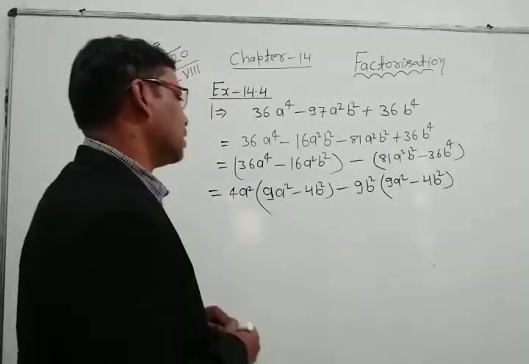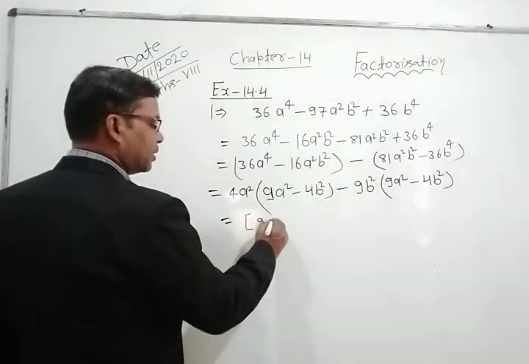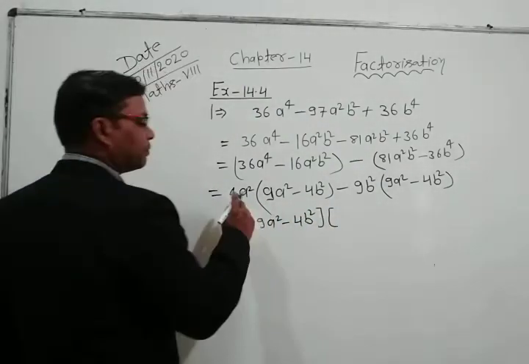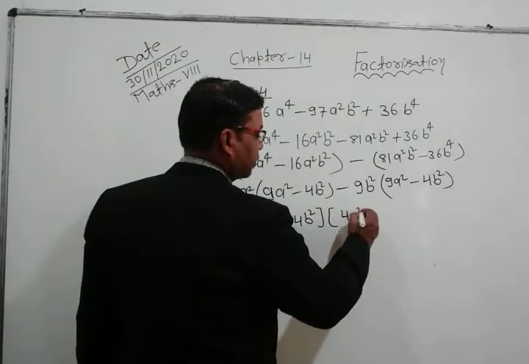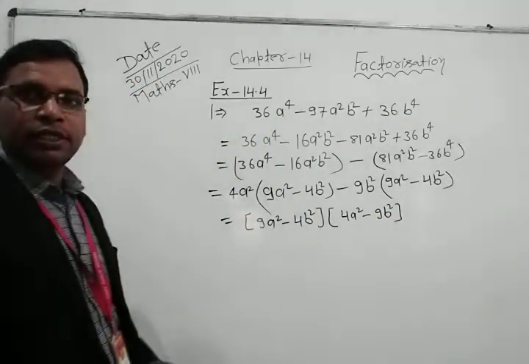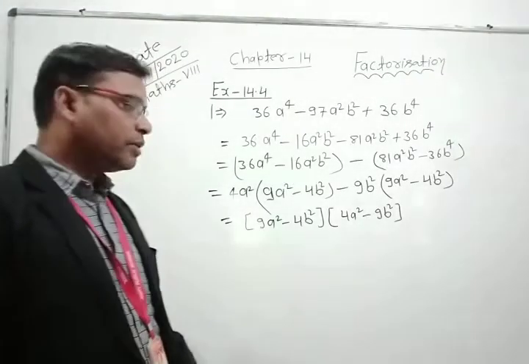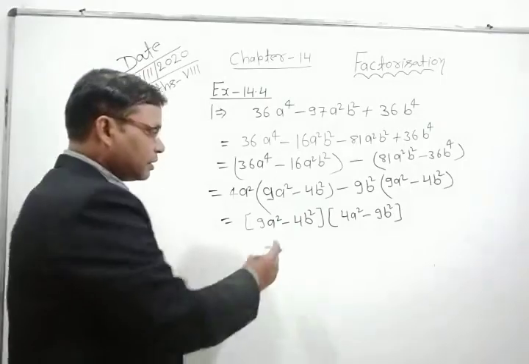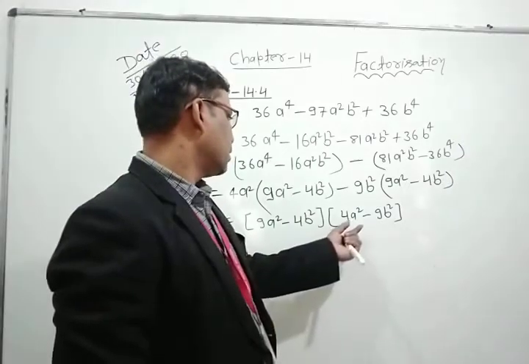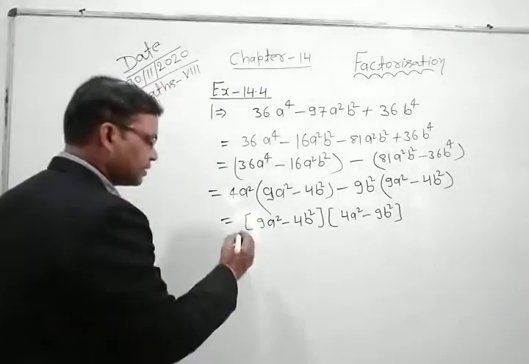So now we take the common factor 9a square minus 4b square, okay, and here we have 4a square minus 9b square. This is clear? Now, okay, now here you can see 9a square minus 4b square, and again 4a square minus 9b square. So you can write it like this.